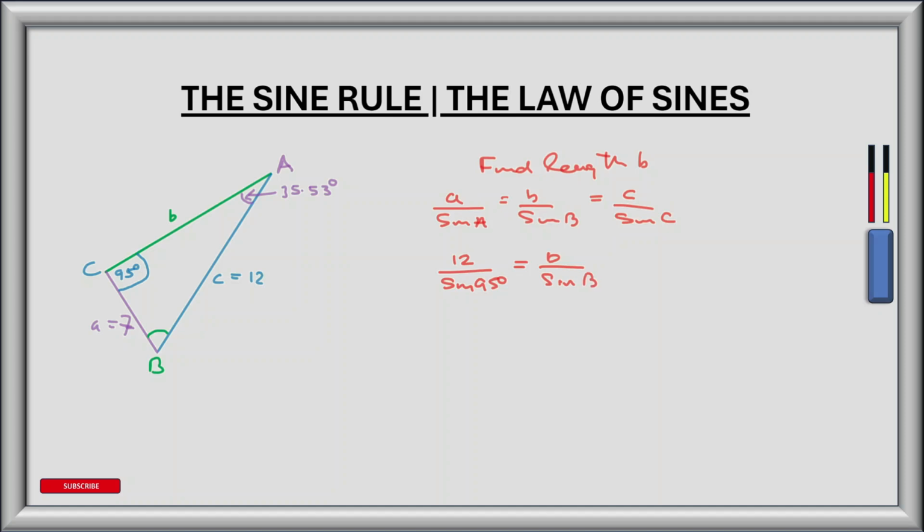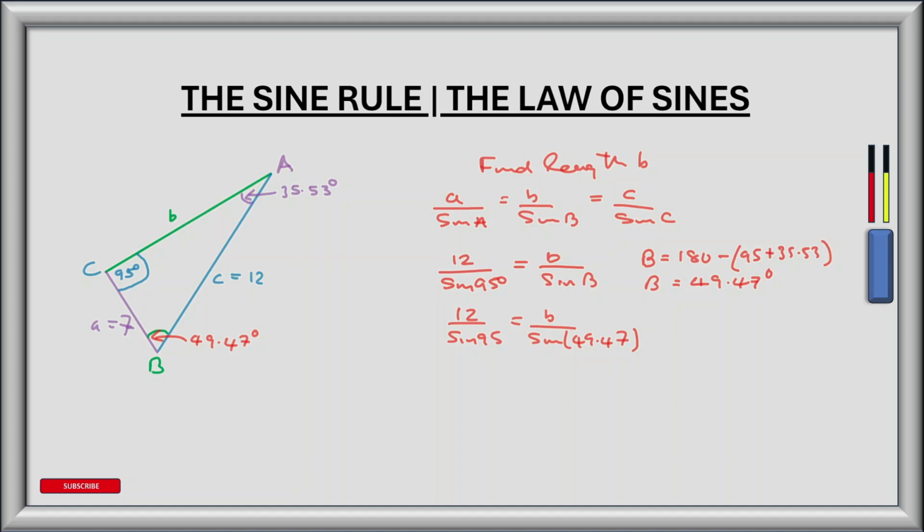But because in every triangle all the angles add up to 180 degrees, we can work out the angle B. Angle B is equal to 180 minus 95 plus 35.53. Angle B is equal to 49.47 degrees. So 12 divided by the sine of 95 degrees is equal to the length of b divided by the sine of 49.47.